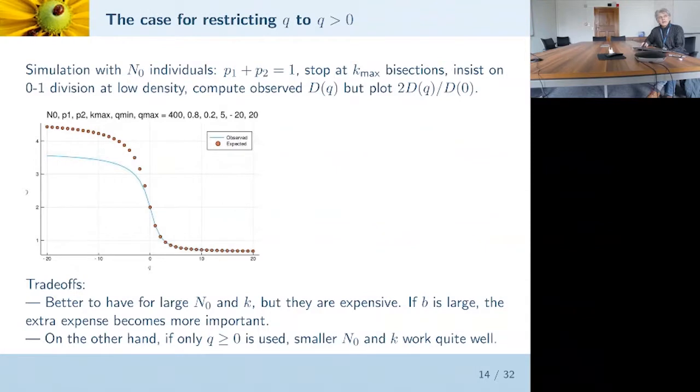If you can make observations with more individuals, that's good. And if you can do your subdivisions to finer scale, that's very good, but they are expensive. If your B is large, it might be important to do this. On the other hand, if you use only Q greater than naught, then smaller N naught and Q K work quite well. And I will show examples of using Q of both positive and negative, and also of using Q only positive.